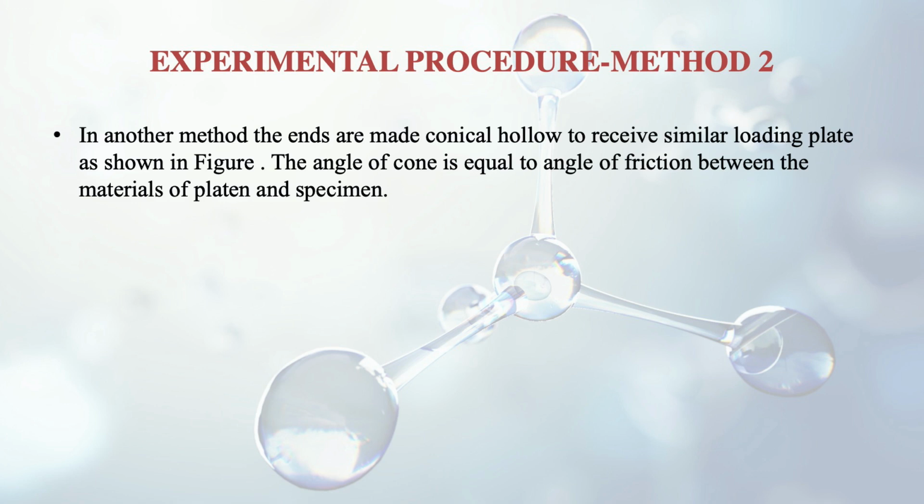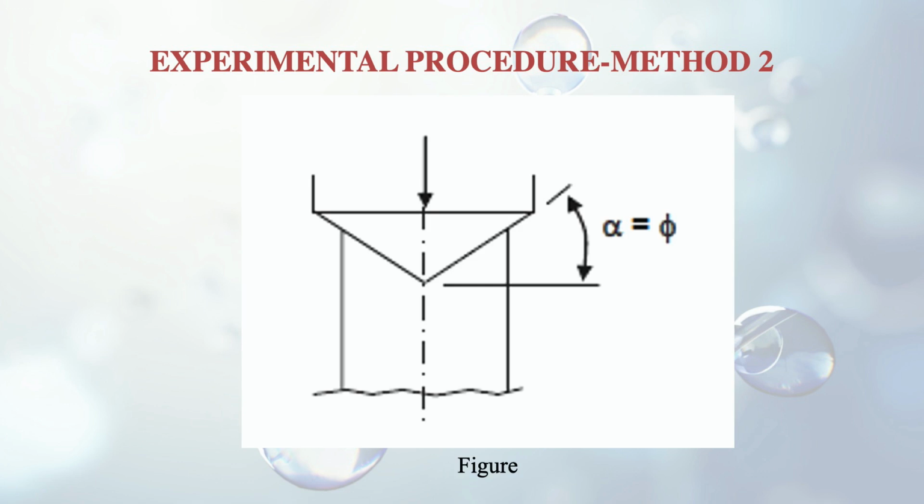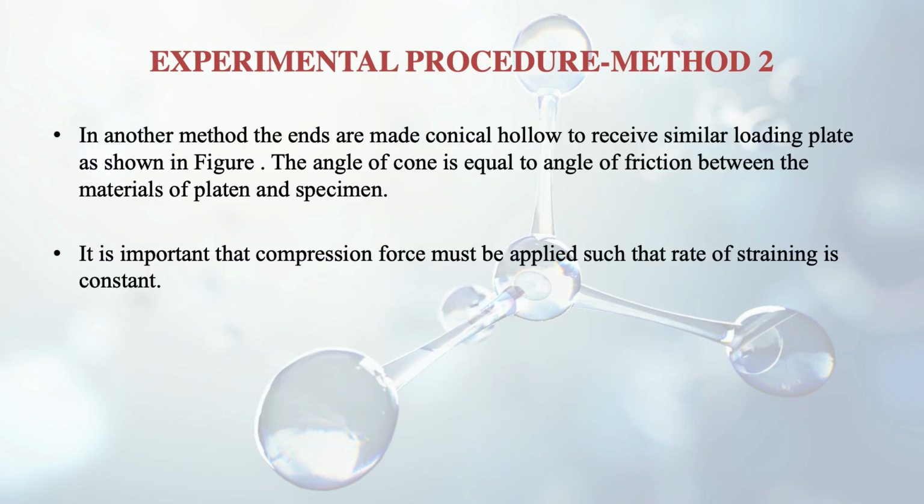And the angle of the cone is equal to the angle of friction. You can see here, this is alpha and phi. So one is the angle of friction and one is the angle of the cone. Both have to be equal in order to properly match each other. It is important that the compression force must be applied such that the rate of straining is constant. Yes, it is important, because otherwise if the straining keeps on changing, then the proper load will not be there, and the proper contact between the two will also not be there.